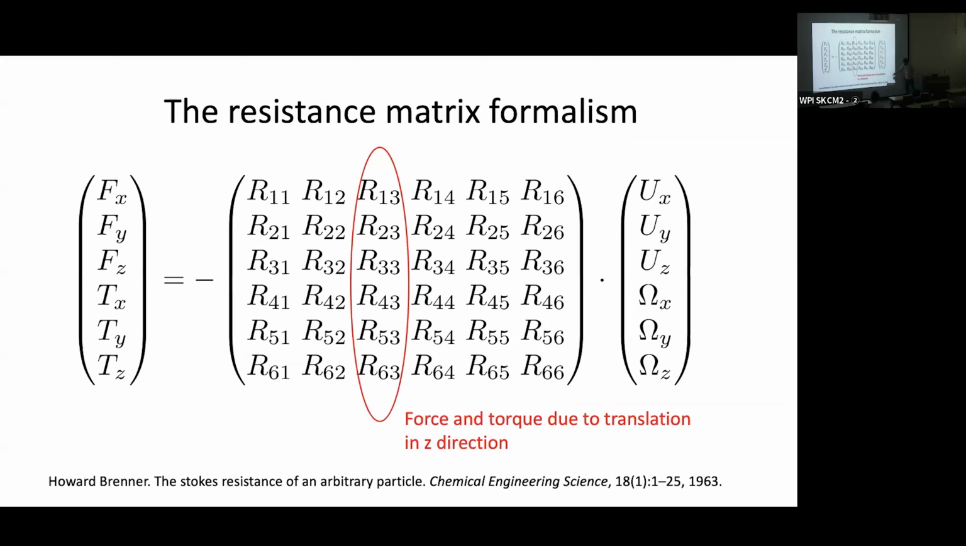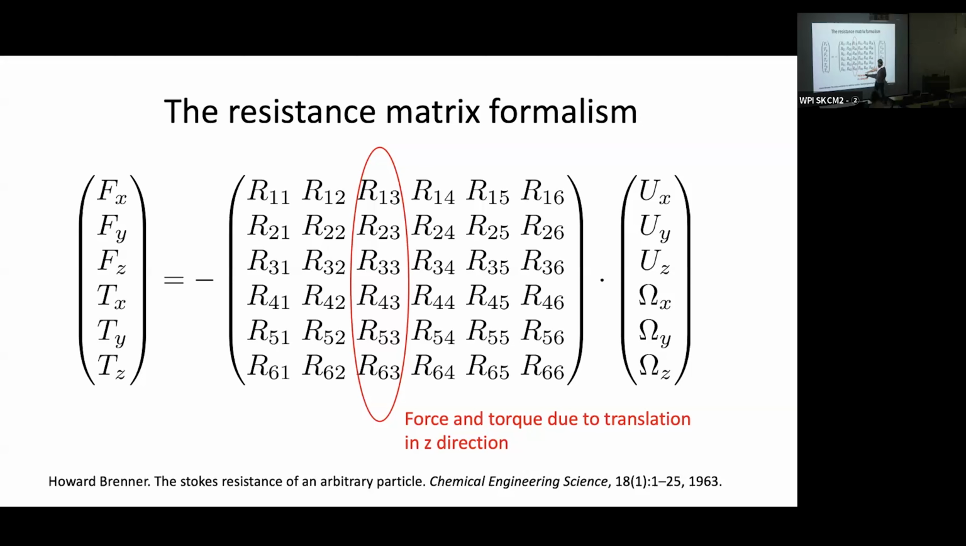Howard Brenner in the 60s came up with an excellent formalism that everyone in the field uses, the resistance matrix formalism. So we have a linear relationship between the generalized force, so forces and torques, and the generalized velocity, translational and rotation. And these coefficients tell you how forces and torques are related to the velocities. And you can compute this pretty easily. Well, there's a straightforward way to compute this.